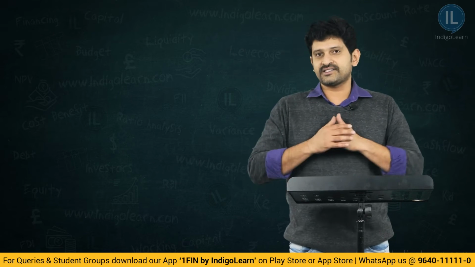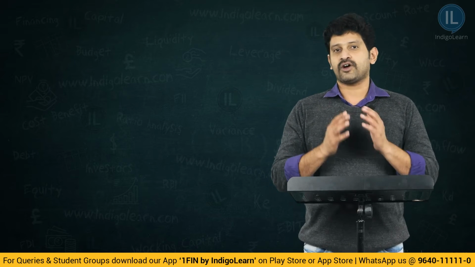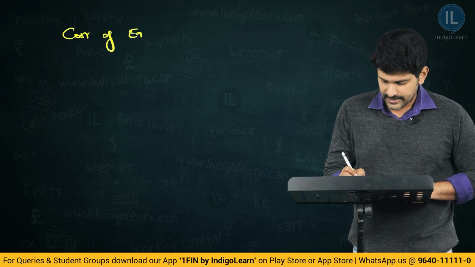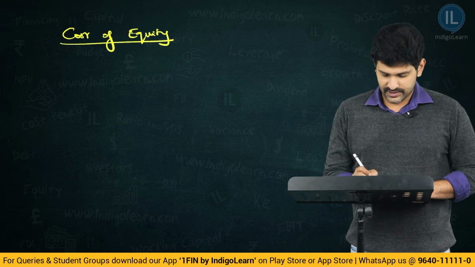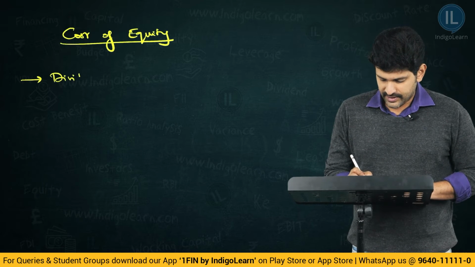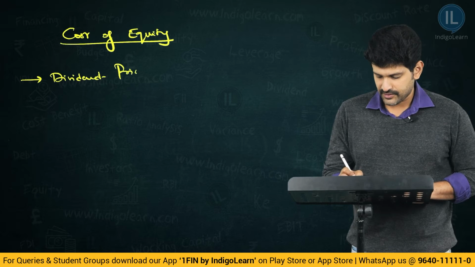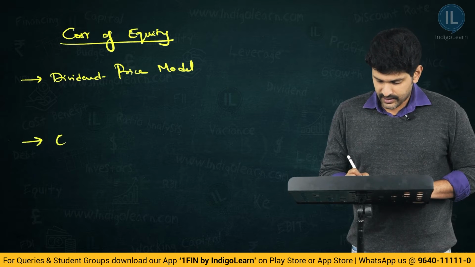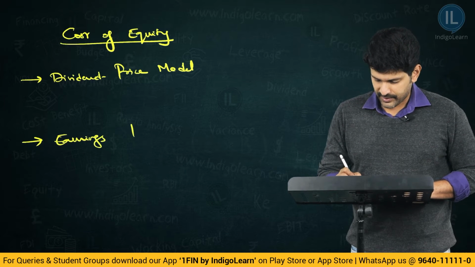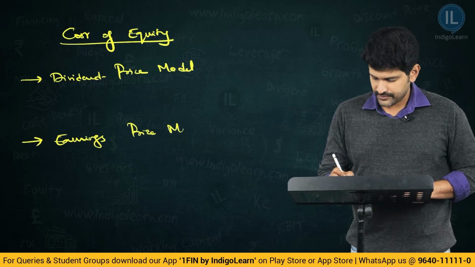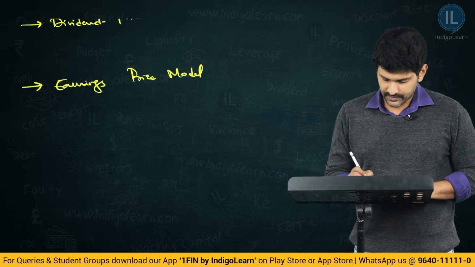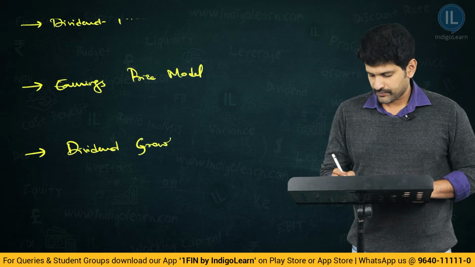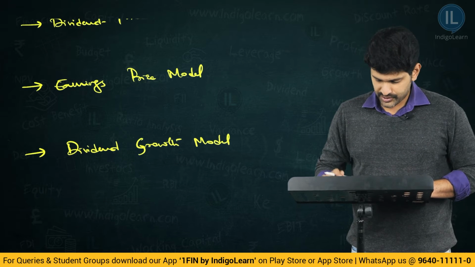Now, let us move into the methods and understand what are the different ways of computing our cost of equity. Cost of equity. We said there are 6 models. 1. Dividend price model or approach. Then earnings price model or approach. Then dividend growth model or approach.